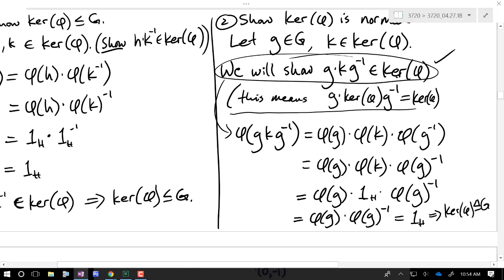So we covered a lot of ground today, and just this whole concept of what a homomorphism is and what it means to be a normal subgroup. We're going to explore more with that on Monday.